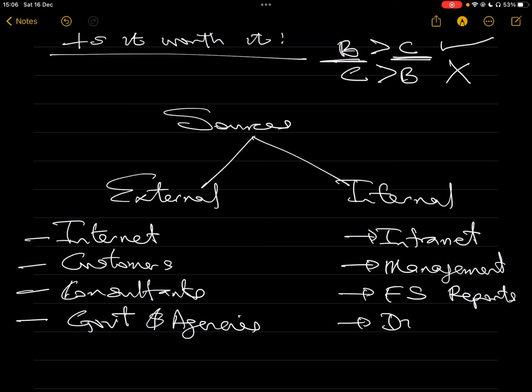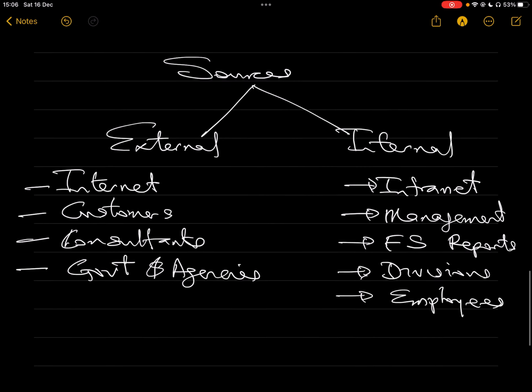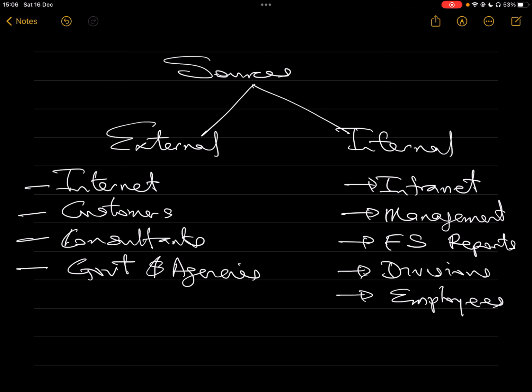You can get it through different divisions, and even employees. And all this information will be quite important for decision making. So remember, these are sources because you need to get information for you to be able to do planning, for you to be able to do results analysis, and even for you to be able to take care of yourself in terms of where do we get this information from?